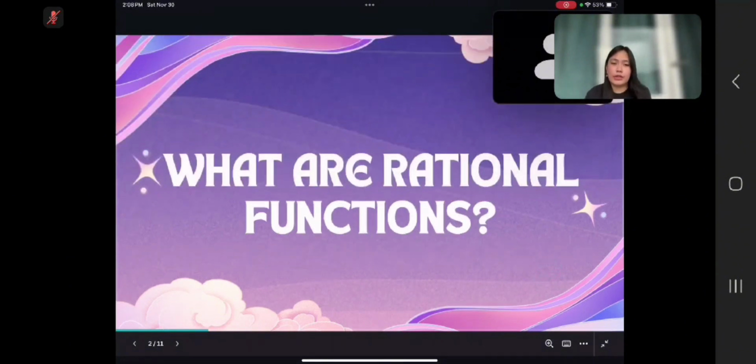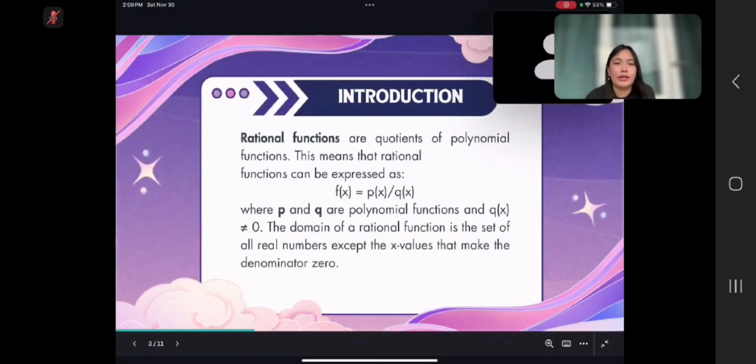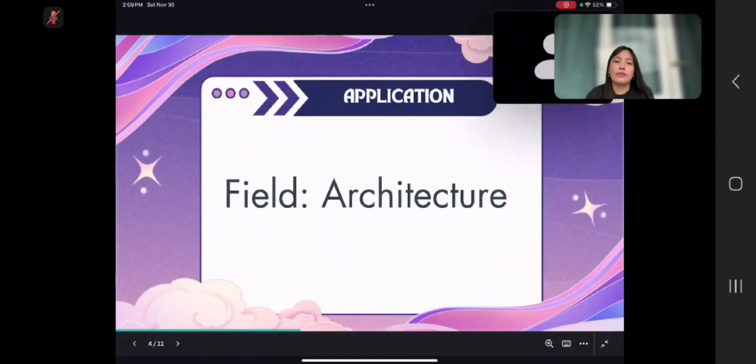For today, I will first be discussing what rational functions are and how we use them. Rational functions are quotients of polynomial functions. This means that rational functions can be expressed as f of x equals p of x over q of x, where p and q are polynomial functions and q of x cannot equal 0. The domain of a rational function is the set of all real numbers except the x values that make the denominator 0. Moving on, we applied it in the field of architecture.